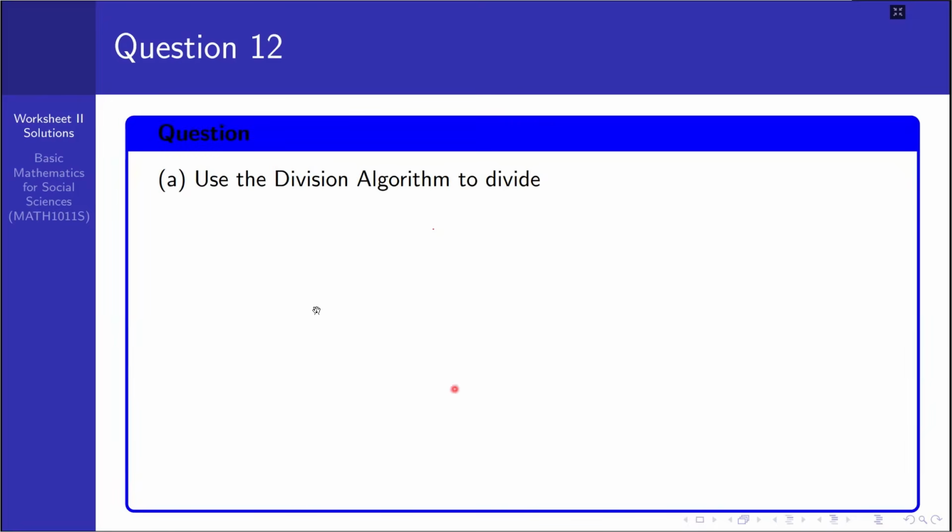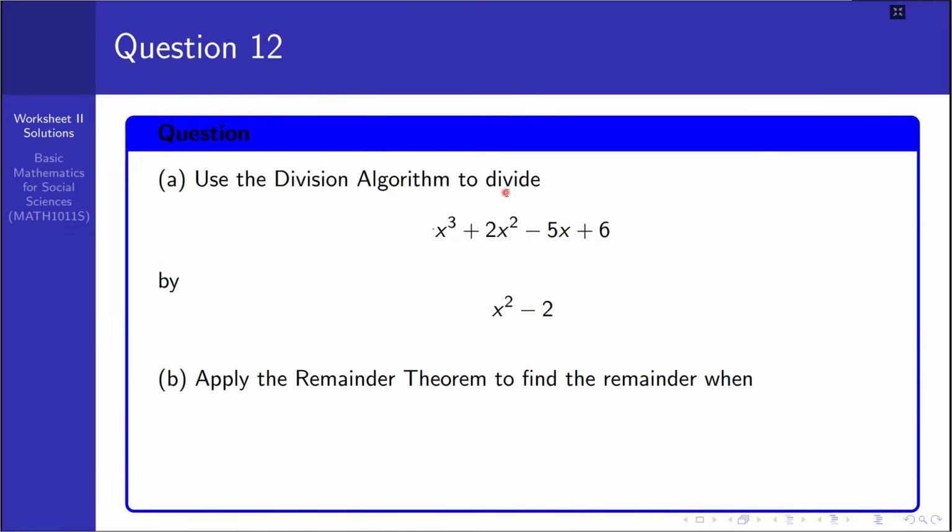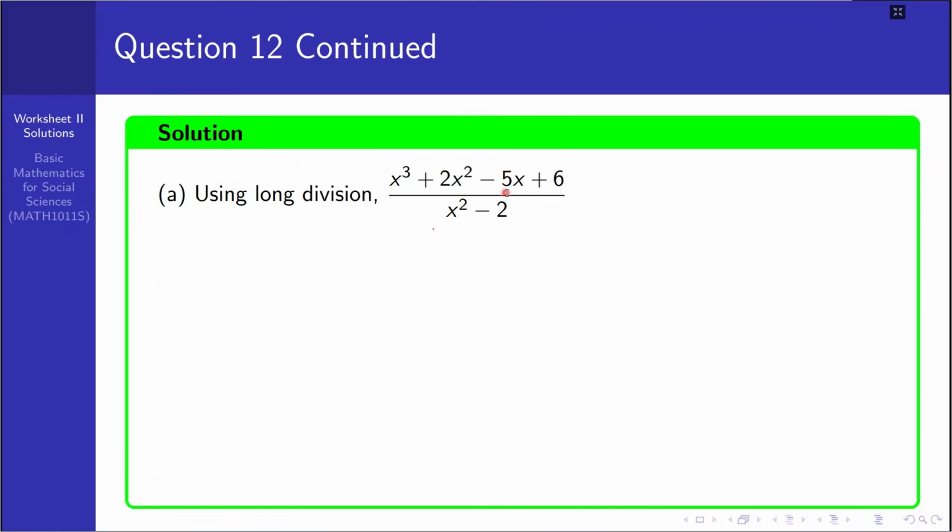Next, use the division algorithm to divide x cubed plus 2x squared minus 5x plus 6 by x squared minus 2. The second one is to apply the remainder theorem to find the remainder when f of x equals 2x cubed minus 3x squared plus 4x minus 5 is divided by the linear polynomial x minus 1. So let us start from the first one.